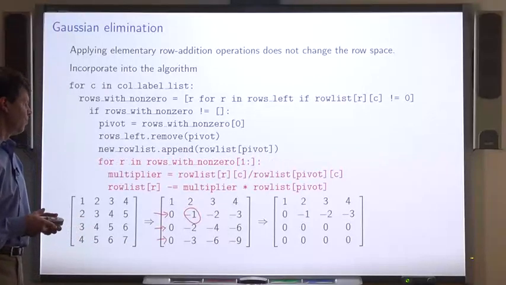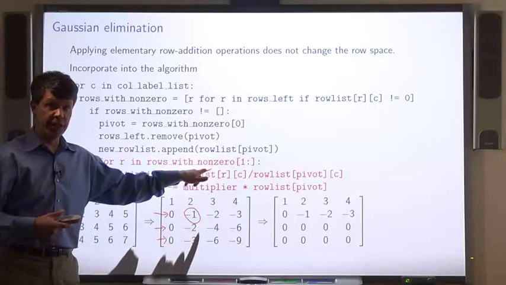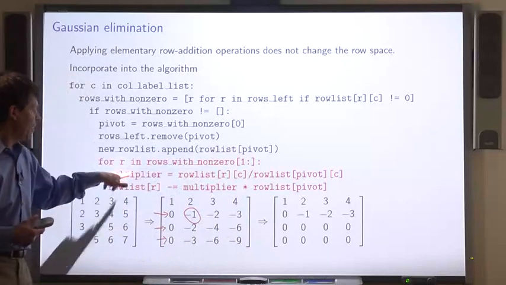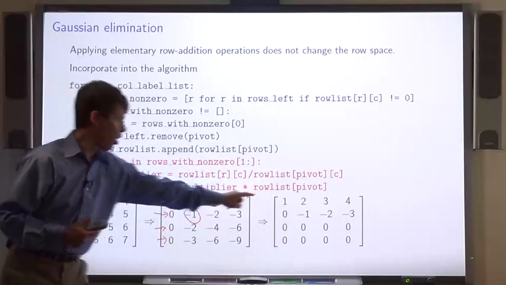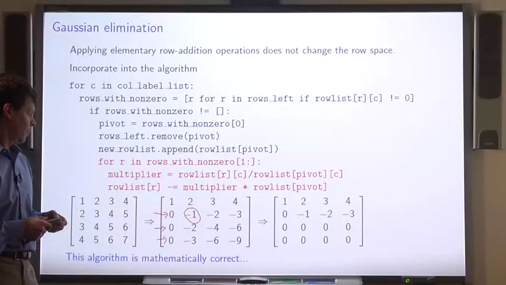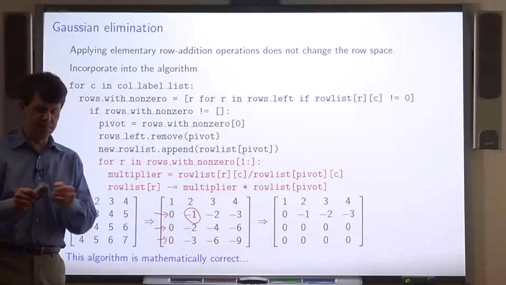So here's the new code. The algorithm iterates through all the rows with a non-zero in the current column, other than the one we selected as the pivot row, and then subtracts an appropriate multiple of the pivot row from each of those rows. Now, this algorithm is mathematically correct.